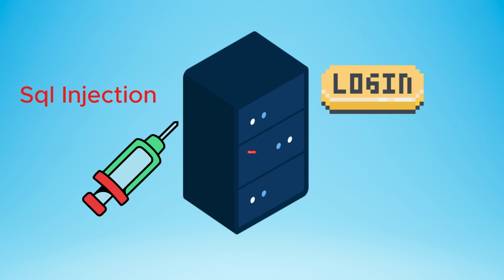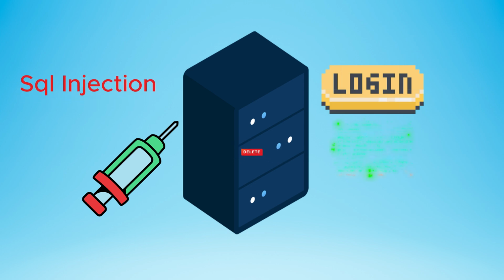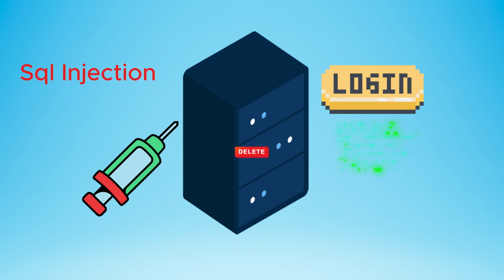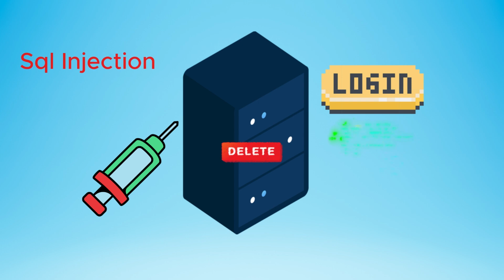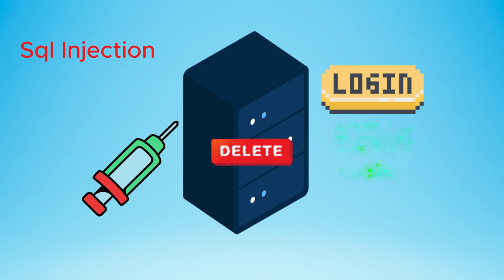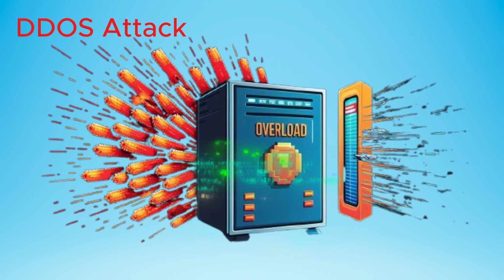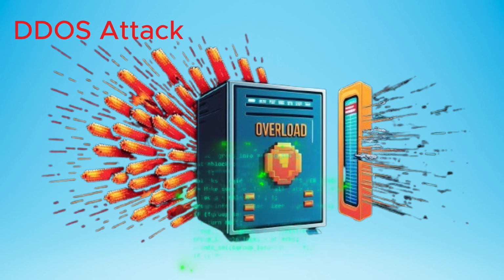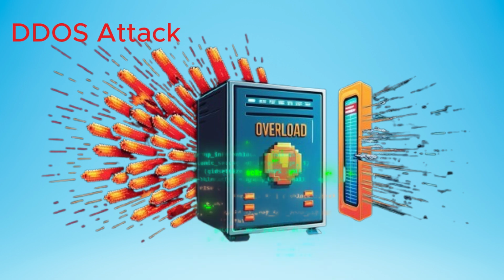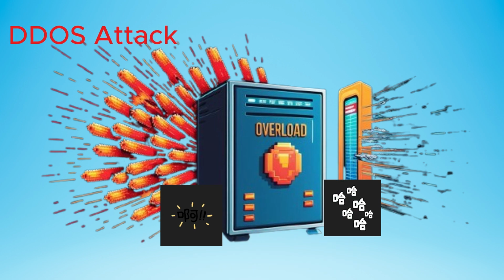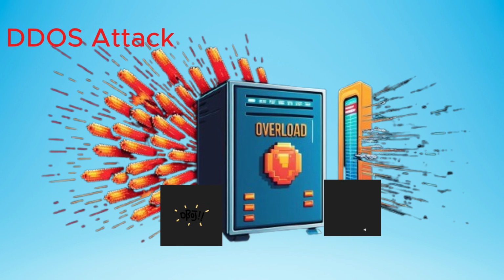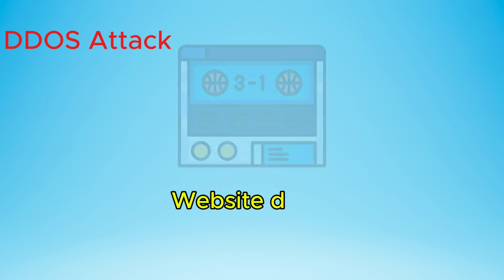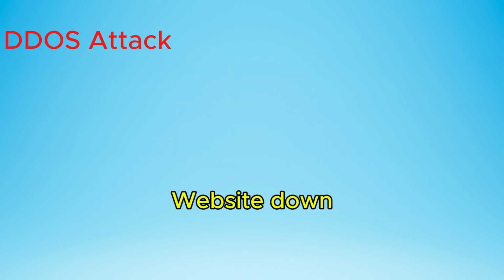SQL injection targets weak input fields, like login boxes. Hackers inject code to access, steal, or even delete entire databases from websites. A DDoS attack sends massive traffic to a server, overwhelming it. Imagine thousands of bots flooding a website at once. That's a DDoS attack. This makes websites crash or become completely unusable for real users.